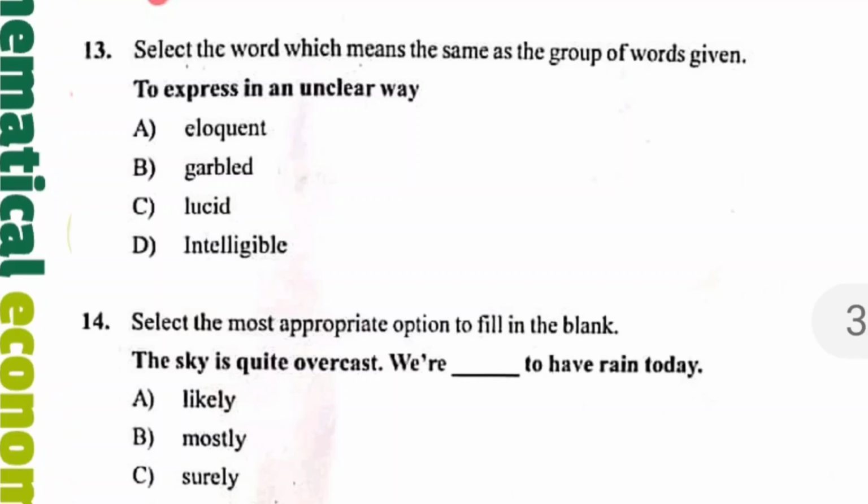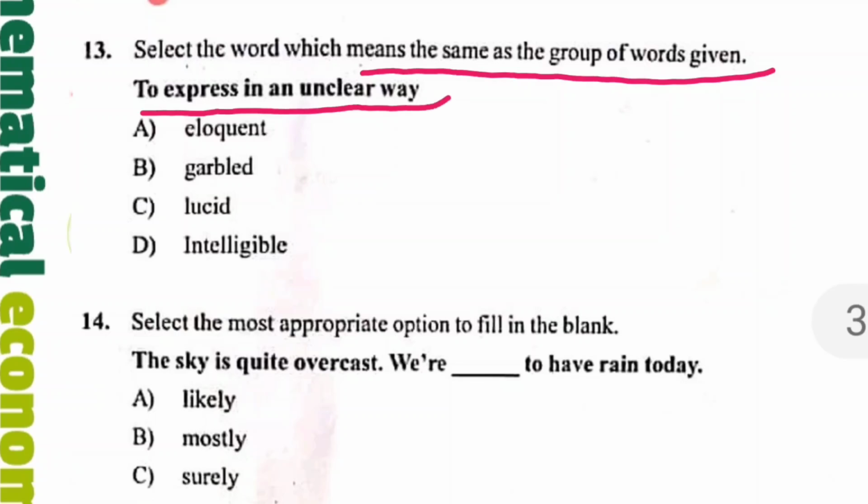In this video, we will solve the questions asked in today's JKSSB Police Constable Telecommunication. The question is, select the word which means the same as the group of words given. That is, we are being given "to express in an unclear way", and the options are eloquent, gobbled, lucid or intelligible. The correct option should be gobbled.